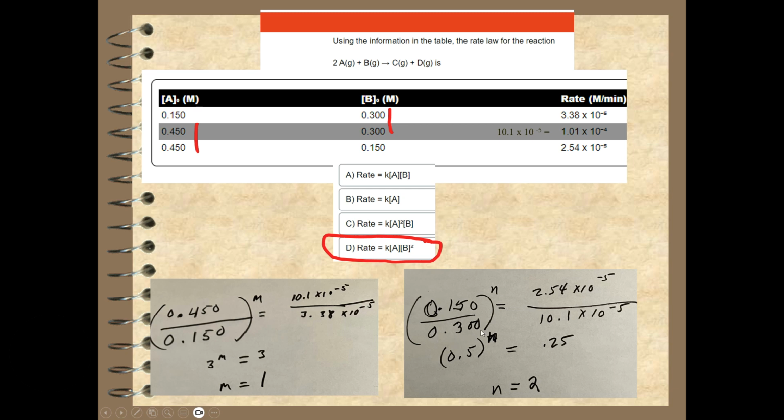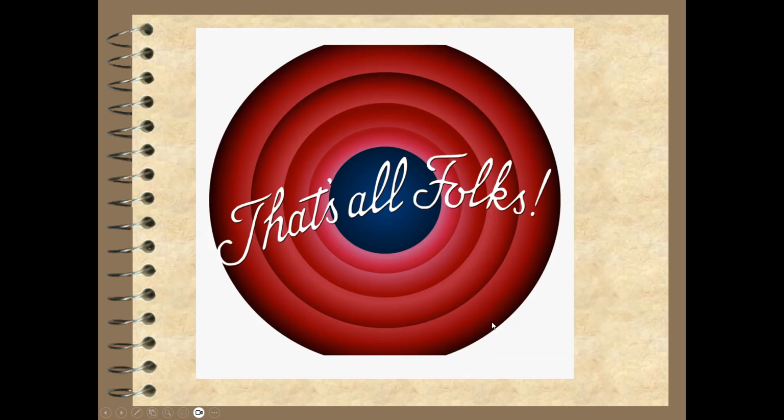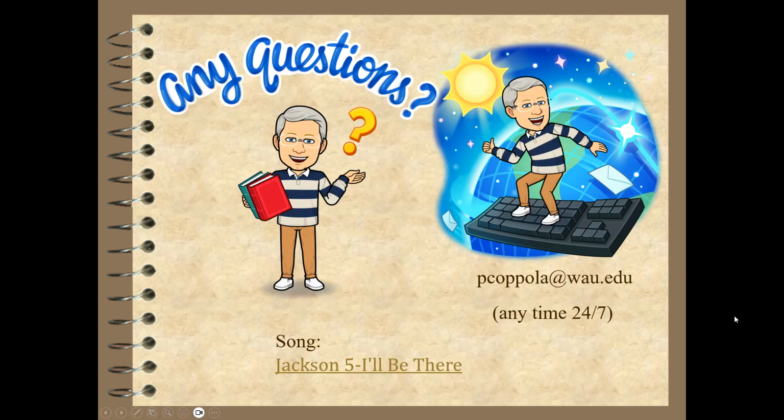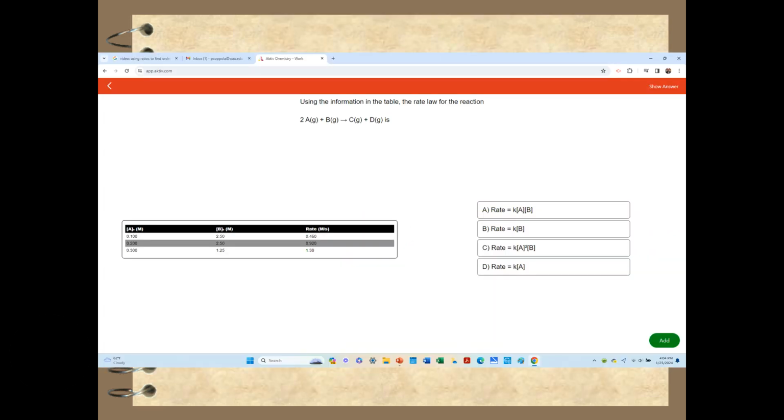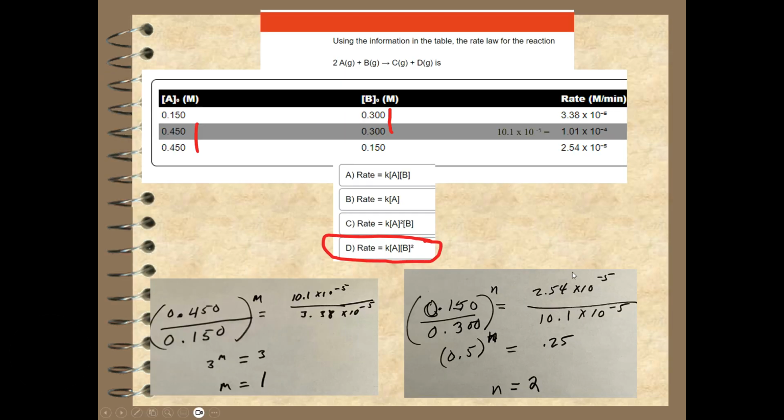Sorry about that, I hit the wrong button. Okay, let's do that again. So I'm going to take 0.150 divided by 0.300, raised to the power n, is equal to, and then the same two lines, I'm going to take 2.54 times 10 to the minus 5 divided by 10.1 times 10 to the minus 5.